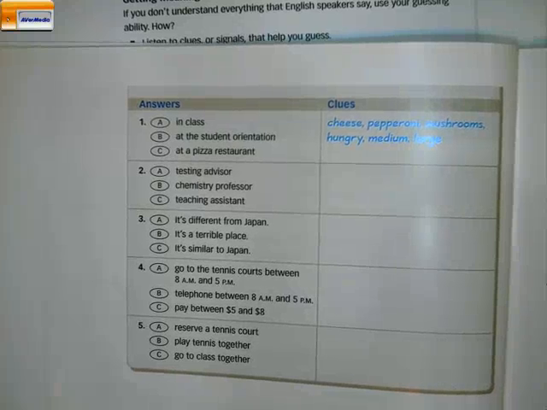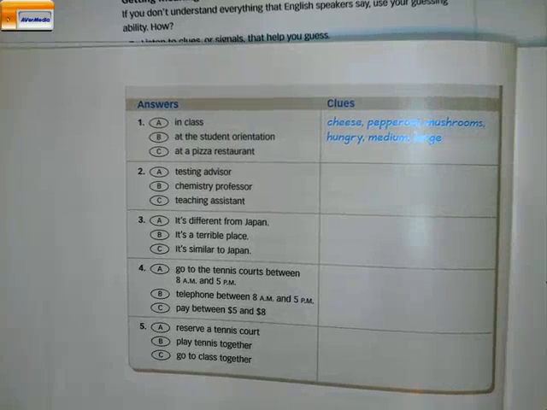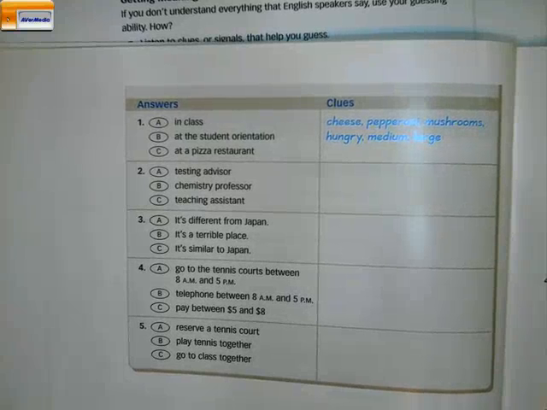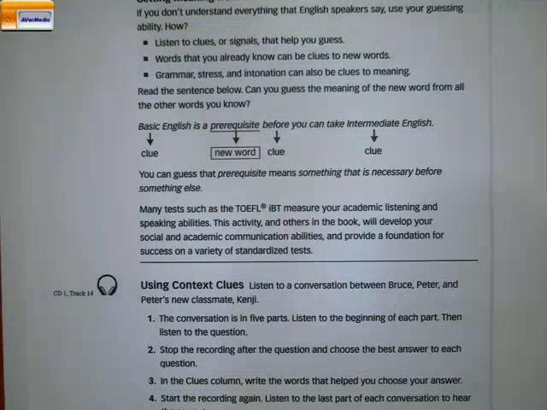Let's go to the next one where you're going to be choosing testing advisor, chemistry professor, or teaching assistant. Now listen to the conversation and see which of these you think is speaking.